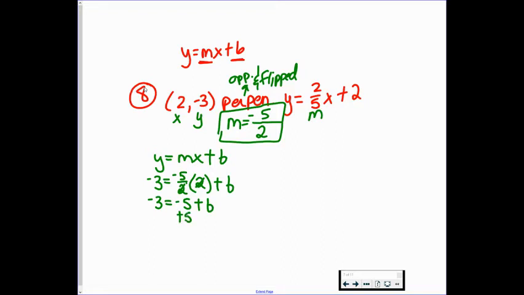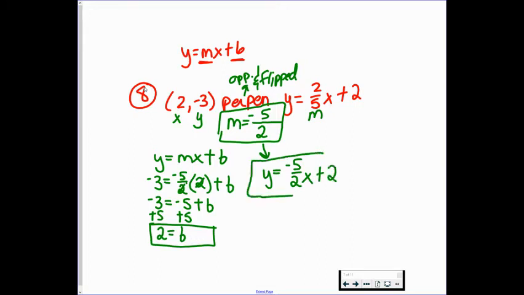Then add 5 to both sides. -3 plus 5 is 2. So b equals 2. Now you've got your two pieces. You've got the slope and the y-intercept. -5/2 x plus 2. And that's the equation of that line perpendicular to the one given to us.